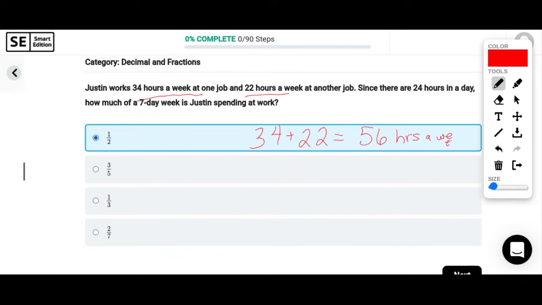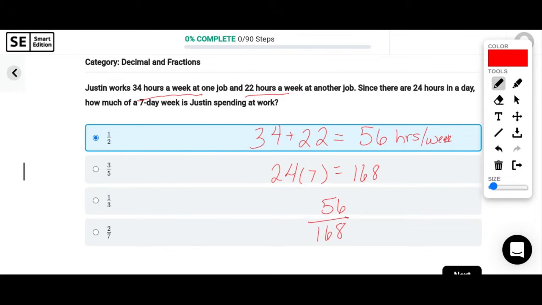Okay, there are 24 hours in a day. So how many hours are in a week is the question. So I'm going to take 24 and multiply it by the 7 days in a week. 24 times 7 would give me 168. So that's how many hours there are in a week total. So I take what Justin works and divide it by the 168 that there are total.